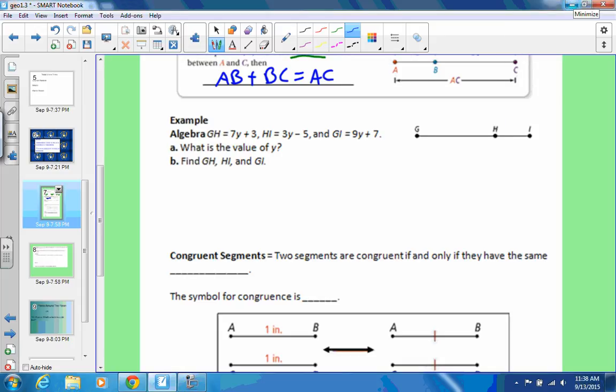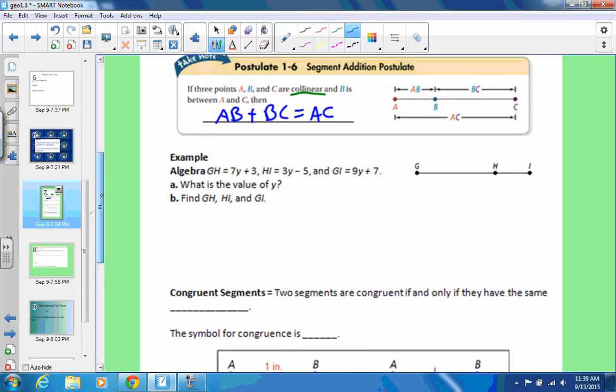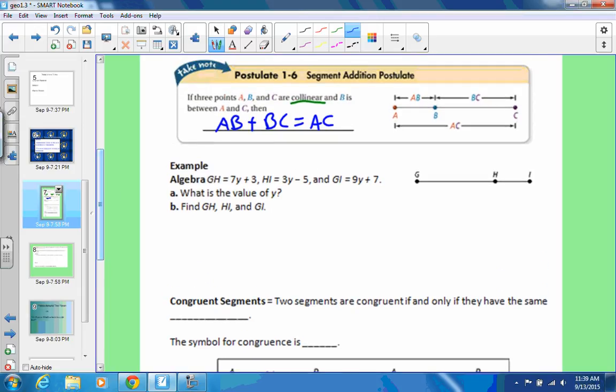All right, so I told you we're doing a lot of algebra in geometry too, so you have to know your algebra. This is some basic stuff that we're going to add in. So we're going to use the segment addition postulate here with some algebra. It says GH equals 7y plus 3, so I'm just going to label that. HI equals 3y minus 5. And GI, this whole thing, is equal to 9y plus 7. So the first part here, we need to find the value of y. So let's use that segment addition postulate.